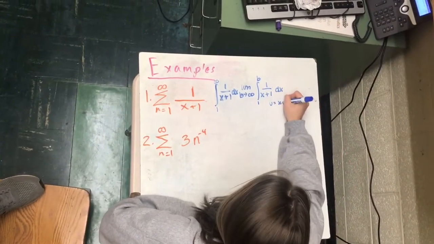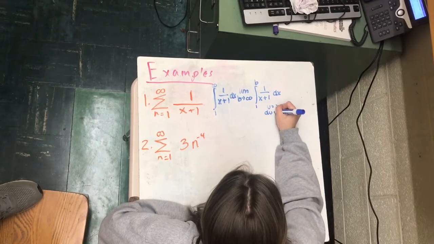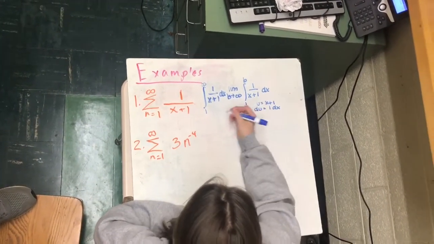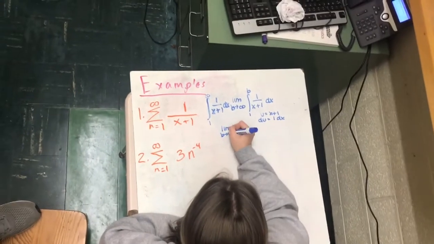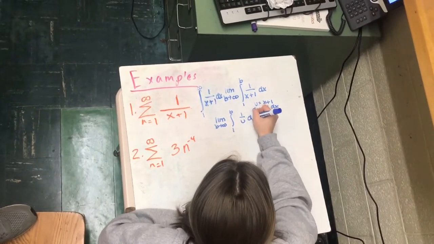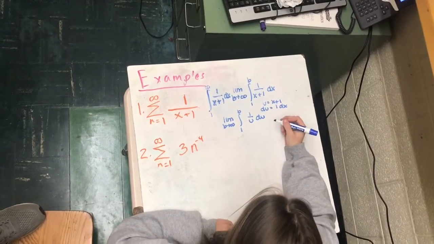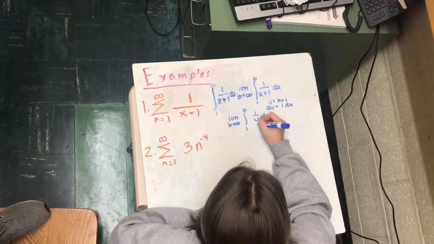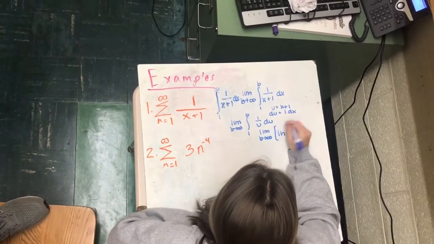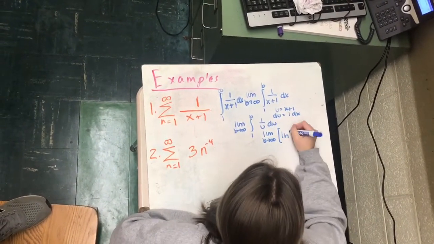So u equals x plus 1, and then I take the derivative of both sides. So du equals 1 dx, which cancels out with this dx and is subbed for du. So now I have the limit as b approaches infinity of the integral from 1 to b of 1 over u du. And the integral of 1 over u du is the natural log of u. So I now have the limit as b approaches infinity of the natural log, and I know that u is equal to x plus 1, so I'm going to go ahead and plug that back in.